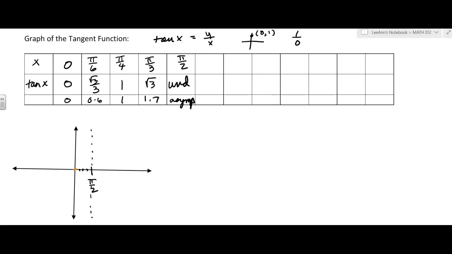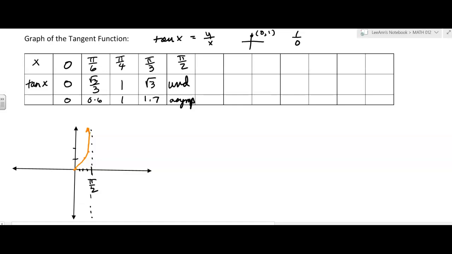Okay, now let's graph those. So at pi over 6, I need another mark here. Let's say that's 1. 0.6 is going to be about there maybe. And then at pi over 4, it's going to be up there at 1, and that's a little high. And then at pi over 3, it's going to be 1.7. Let me make another mark. So it's going to be maybe there, and it's going to run toward that asymptote.